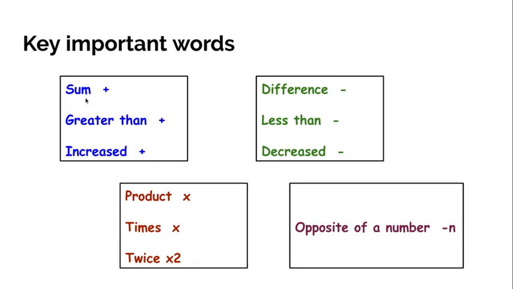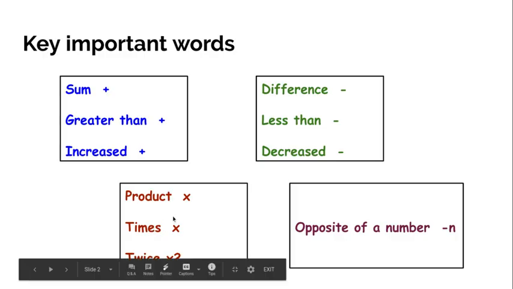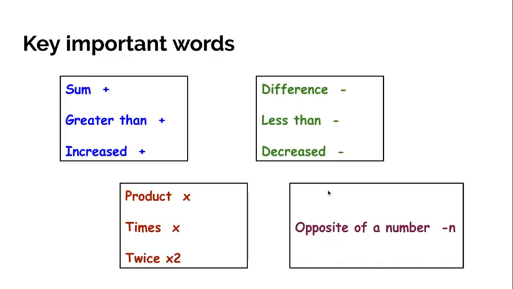Whenever we have sum, we're going to put a plus, or greater than also is plus, or whenever they say that a number is increased by another number is also plus. Then we have these other three words, difference, less than, and decreased, and this all represents minus because we are subtracting. Then they also give us the word product, which we know is the result of multiplication, or they can say something with times, or twice, or 3 times, or 4 times.